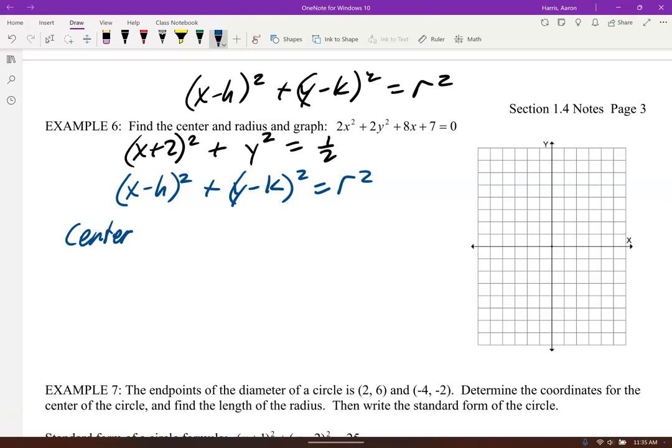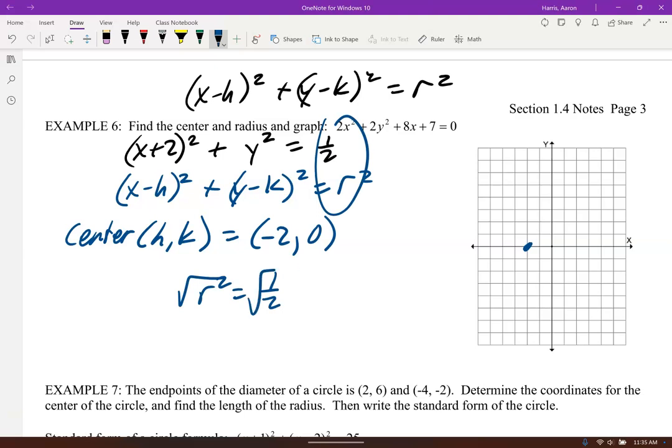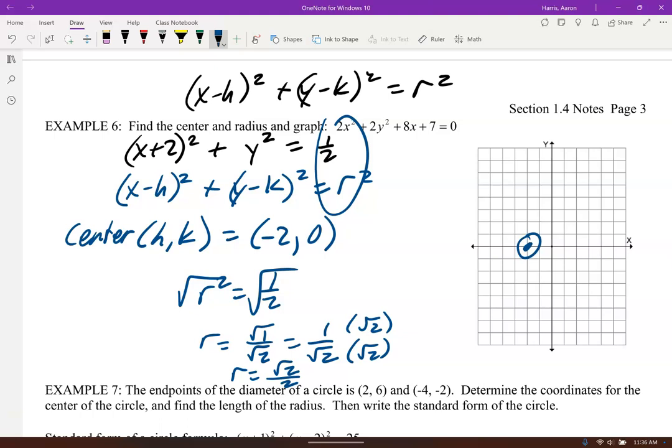So h, k is the center. h would be -2, k would be 0, so the center is -2, 0. And then my r squared is a half, so I take the square root of a half, which is square root of 1 over square root of 2, that's 1 over root 2. I should rationalize that. So my radius ends up being root 2 over 2, which is less than 1. So this is like a tiny little circle right there.